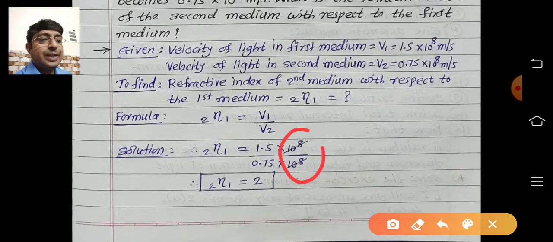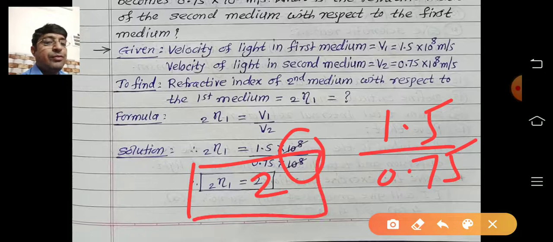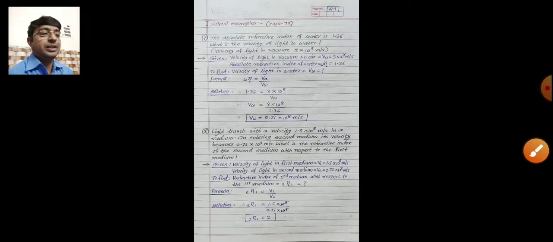Here 10 raised to 8 cancels. 1.5 divided by 0.75, so we get the answer 2. So the refractive index of the second medium with respect to the first, we get the answer 2. In this way you try to solve the numerical problems that are given in the exercise questions also.